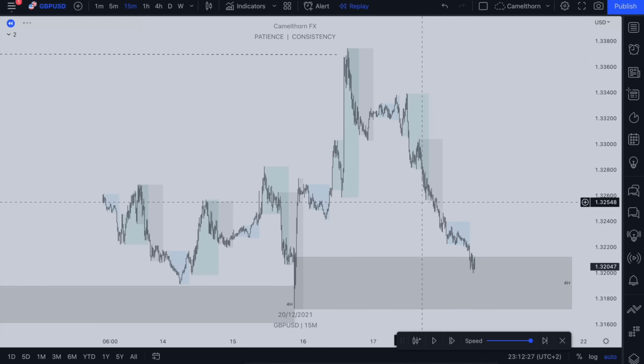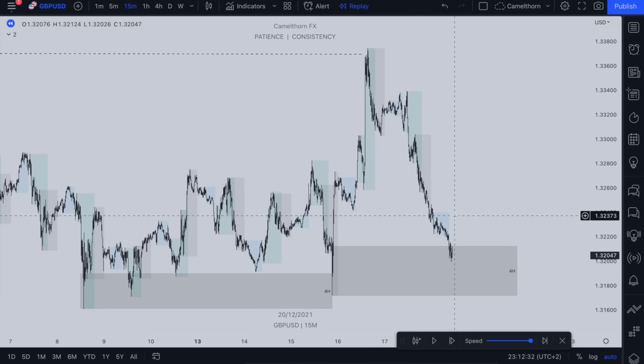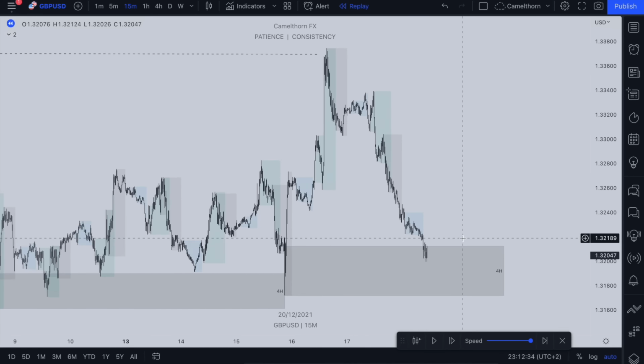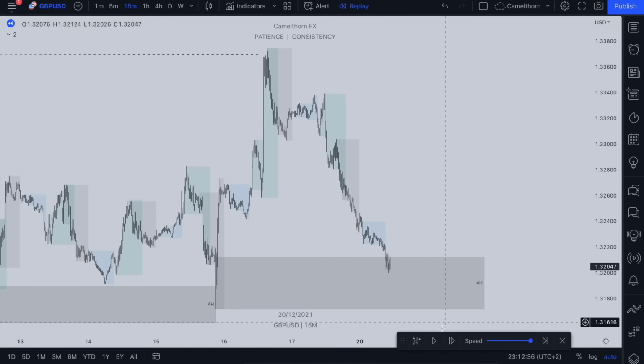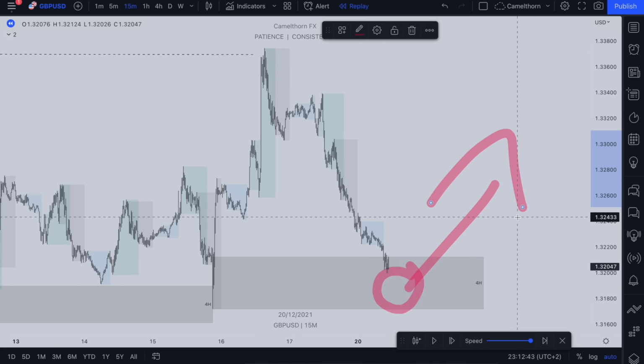So now that we have come into this 4-hour demand zone on the 15-minute, what am I anticipating? I am waiting for my 15-minute now to also give us a potential change of character within this level to then potentially push up.